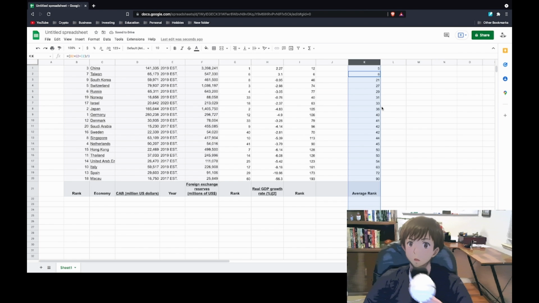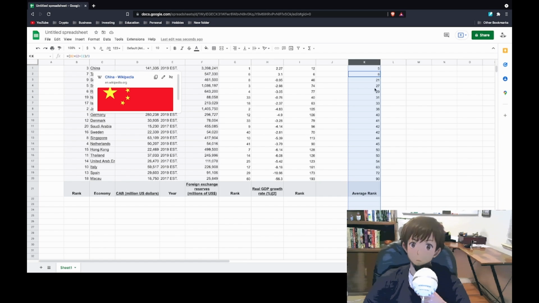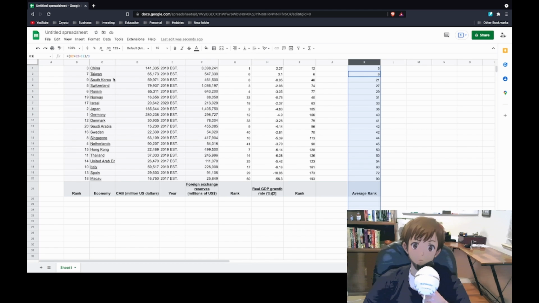All right, so now you can see that we have sorted this data by the top averages of those three data sets that we were looking at. So you can see that China has the highest average rank of their trade surplus, foreign exchange reserves, and real GDP growth rate. And you can see that Taiwan is second, South Korea is third, Switzerland's fourth, Russia's fifth, Norway is sixth, Israel is seventh, Japan is eighth, Germany is ninth, and Denmark is 10th.